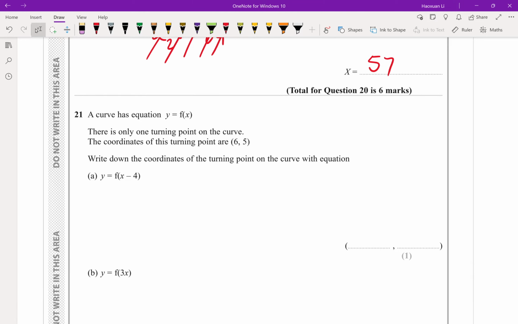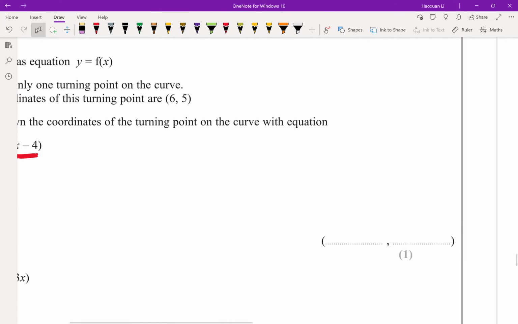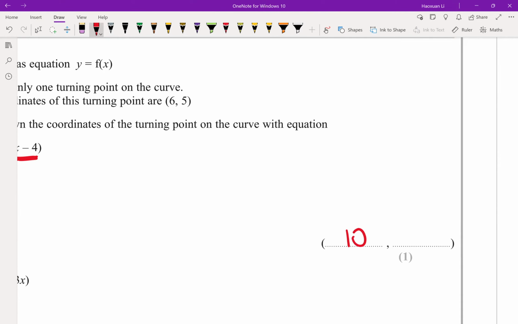This starts to get a lot harder now. So question 11, a curve has equation y equals f(x). There is only one turning point on the curve. The coordinates of this turning point are (6, 5). Write down the coordinates of the turning point on the curve with equation y equals f(x minus 4). Bear in mind that if it is x minus 4 in the bracket, you will simply add 4 to the x value. So (10, 5).